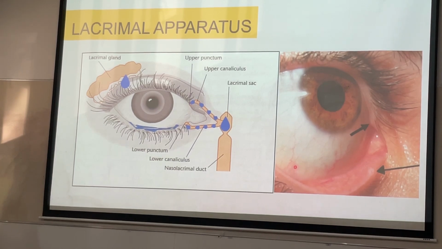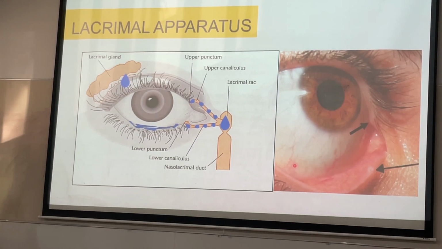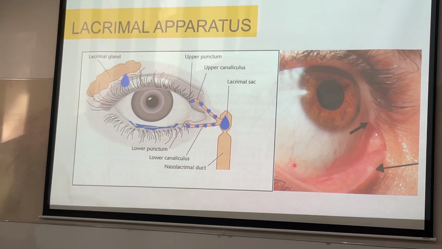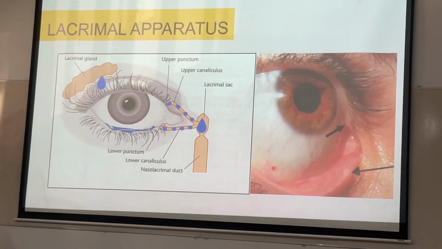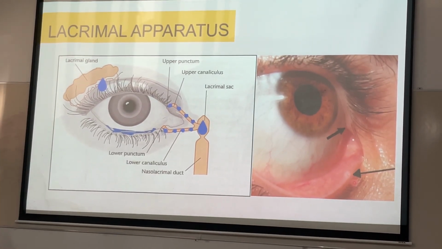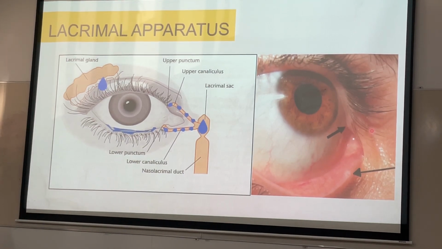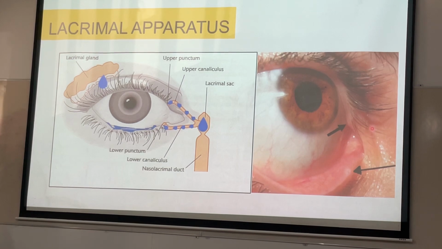So if you look at the mirror, or if you look at pictures, in the middle part there's a very small hole, a very small canal, here in the lower punctum and the upper punctum. So that is where your tears drain. Upper and lower punctum. This punctum is very small.